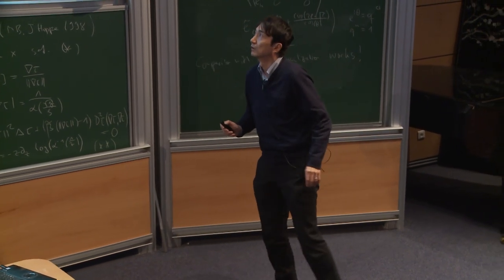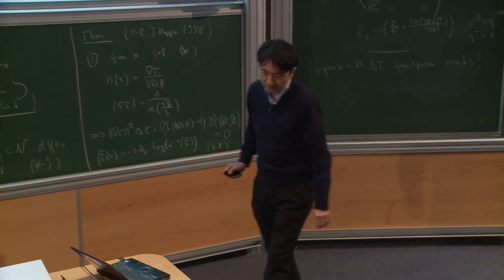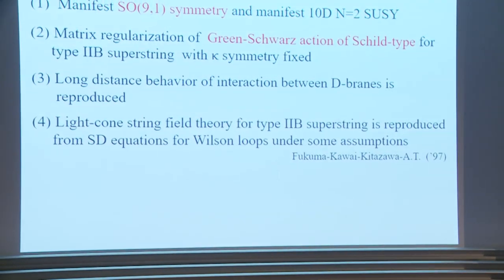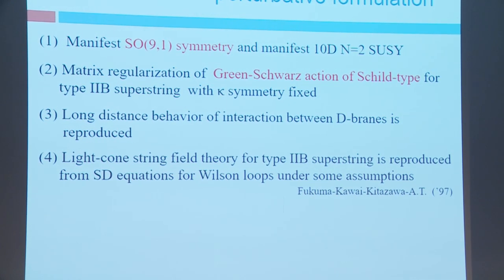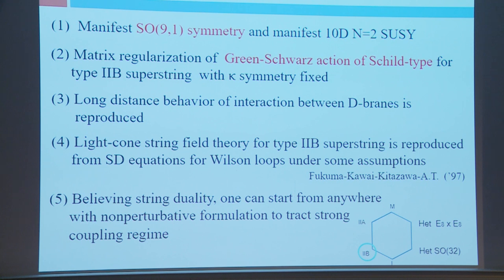The third one is that the long distance behavior of interaction between D-branes is reproduced in this model. The fourth one is that the light-cone string field theory for type IIB superstring is reproduced from the Schwinger-Dyson equation for Wilson loops under some reasonable assumptions. And the last one is that this model has a manifest connection to type IIB string theory. But if you believe string duality, you can start from anywhere with a non-perturbative formulation, which enables you to track the strong coupling regime. So we expect that this model represents not only the type IIB string, but also the whole superstring theory.